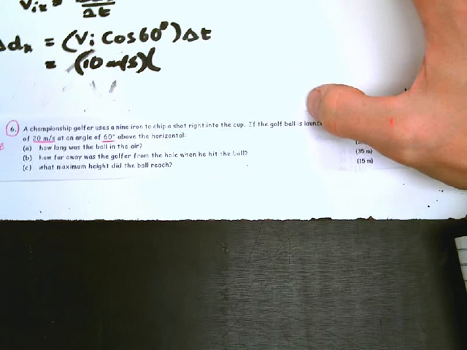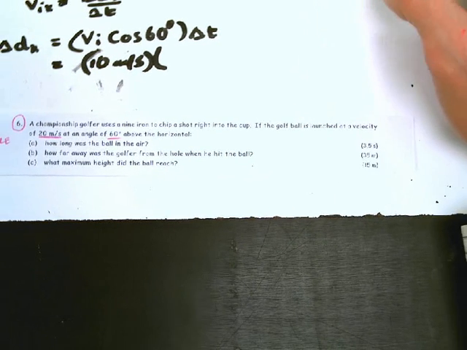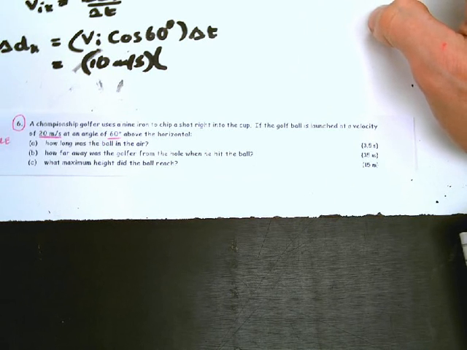A championship golfer uses a 9-iron to chip his shots right into the cup. It's very pertinent with the Ryder Cup and our rear view mirrors here. If the golf ball is launched at a velocity of 20 meters per second at an angle of 60 degrees above the horizontal. Part A, how long was the ball in the air?